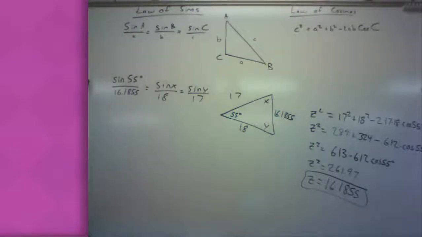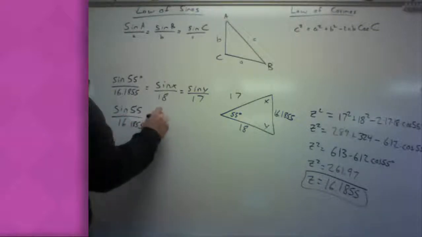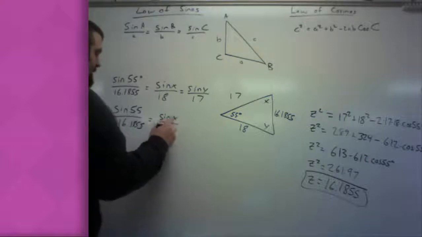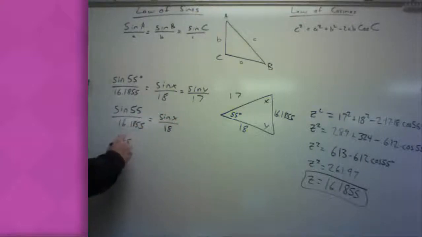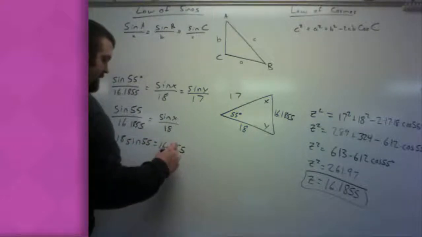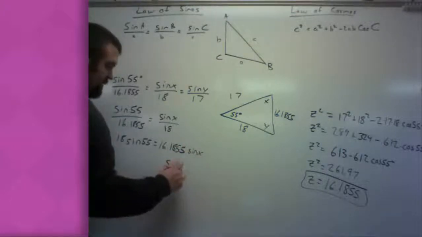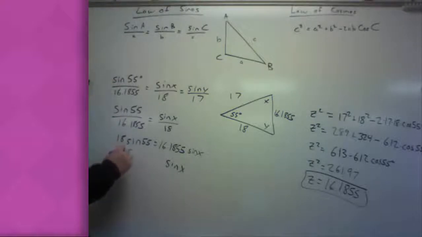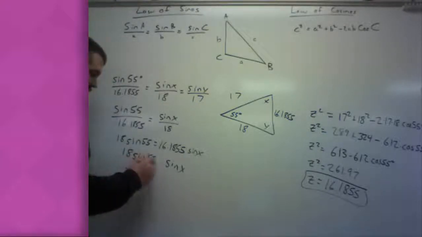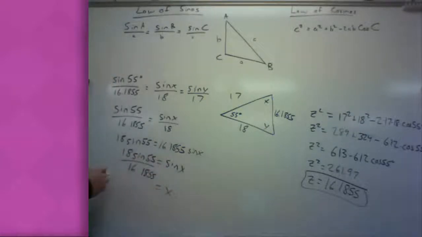Now I have this ratio work, so I'm going to use it. Sine of 55 to 16.1855 equals sine of x to 18. Cross multiply. 18 sine of 55 degrees equals 16.1855 times the sine of x. Divide both sides by 16.1855. 18 sine of 55 divided by 16.1855. Sine inverse both sides, get rid of the sine.